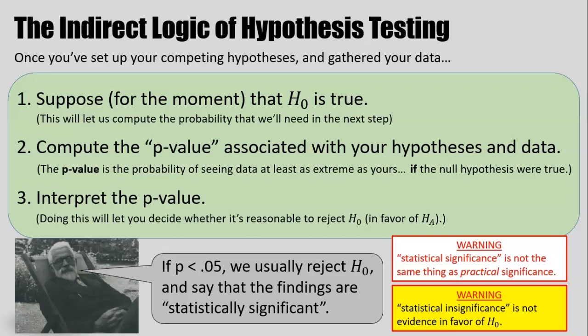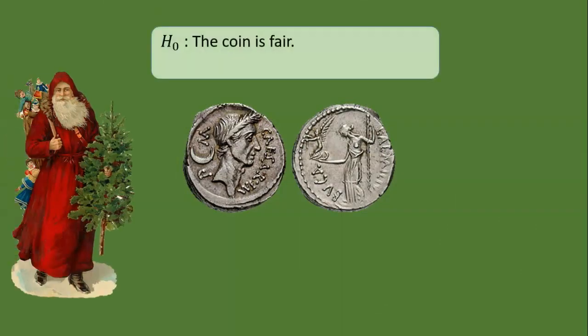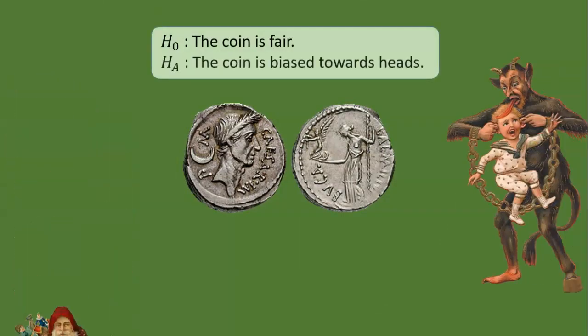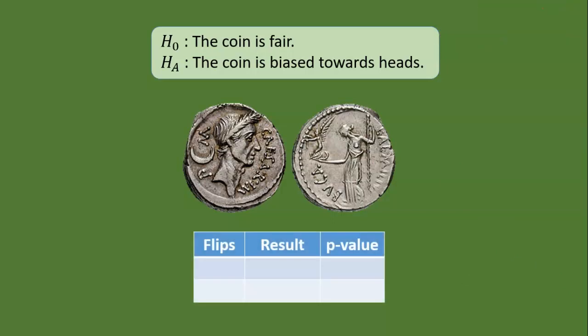You've actually seen an example of this already when we discussed flipping that ancient Roman coin. Recall that our null hypothesis was that the coin is fair, while our alternative hypothesis was that the coin is biased towards heads. Recall also that we collected data on this coin twice. On the first occasion, we flipped the coin 10 times, obtaining 7 heads and 3 tails. The p-value associated with this data and these hypotheses was 0.17, which is statistically insignificant.